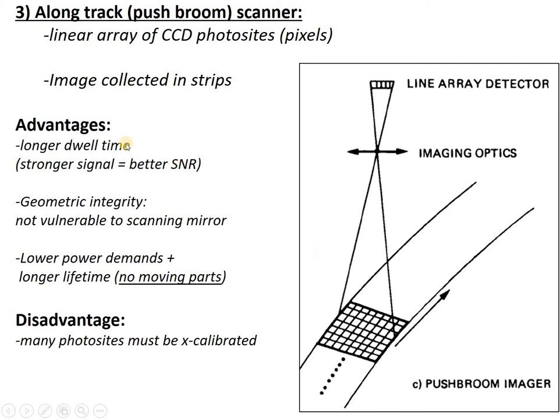The advantages of this are, because you don't have to move a single detector back and forth across the track, you can have a longer dwell time. You can collect each of those pixels in parallel, so you can sit on them a little bit longer, which gives you a stronger signal and better signal-to-noise ratio. You also get geometric integrity. You don't have a moving part or a scanning mirror to deal with, and associated with that, you have less power demands and probably a longer lifetime because there are no moving parts.